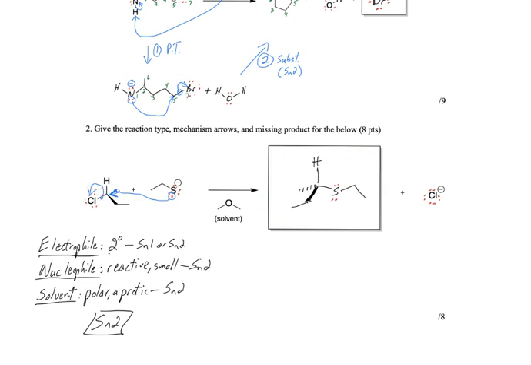So we did a couple different ways that you've seen. We've seen it come from this way. We've seen it come from this way. We've seen the wedge and the dash. We've seen all sorts of ways this can happen, these SN2 reactions.